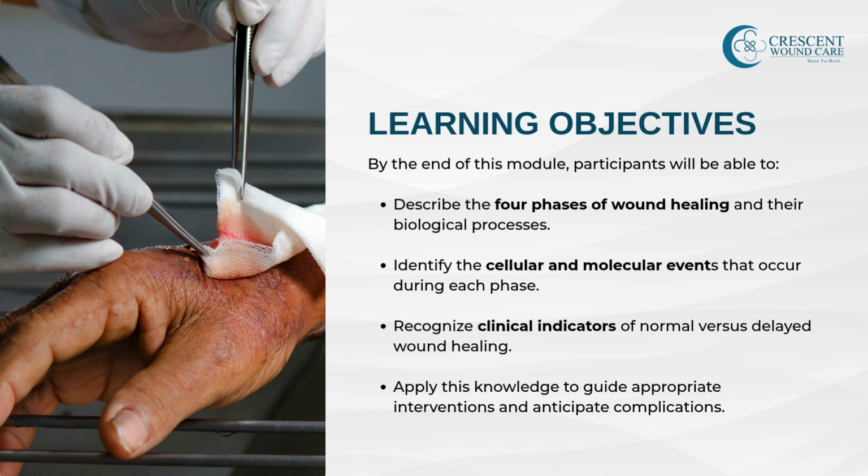By the end of this module, you'll be able to describe the 4 phases of wound healing and their underlying biological mechanisms, identify the key cellular and molecular events at each stage, recognize the difference between normal and delayed healing using clinical indicators. Apply this knowledge to choose appropriate interventions and anticipate complications before they escalate, whether you're in acute care, rehab, or home health. Understanding wound healing at a cellular level empowers you to act decisively and advocate effectively.